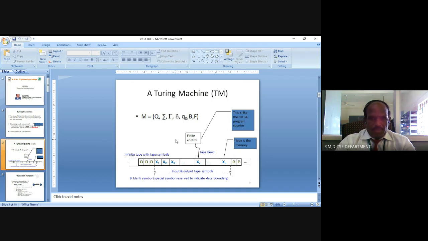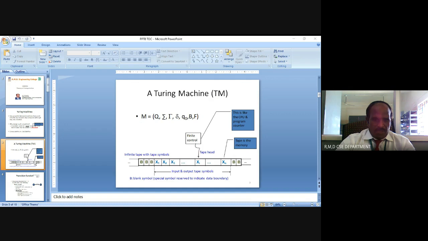Turing machine definition. There are 7 tuples. The machine is called Q, the set of states; Sigma, the set of inputs; Tau is the tape symbols; Delta is the transition; Q0 is the starting state of the Turing machine; B is the blank symbol of the tape; and F is the final state of the Turing machine.